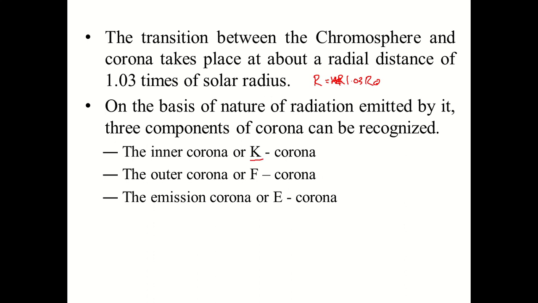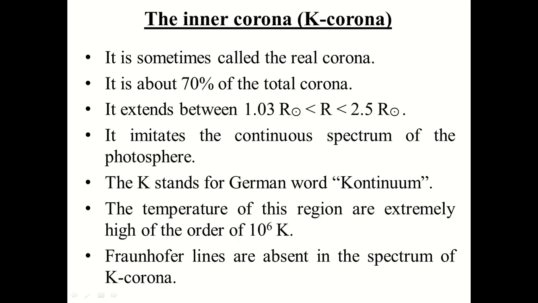The outer corona, which is otherwise called Fraunhofer corona or F corona, and the third one is called the emission corona or E corona. Now let's see what is this inner corona. Inner corona or K corona is sometimes called the real corona.